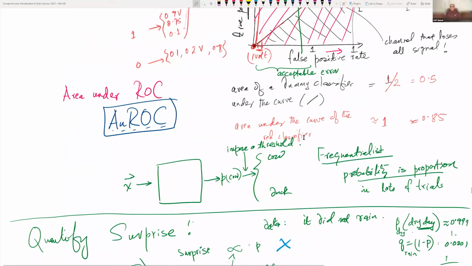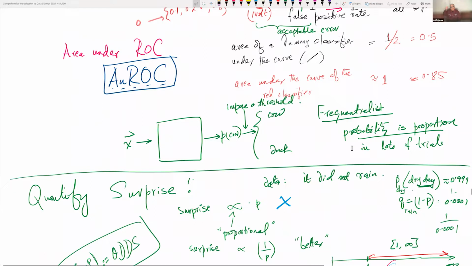Now, I talked about two interpretations of probability. The frequentist interpretation, which is based on number of trials. Probability in their definition is proportion. And then there is another definition, which is probability is the degree of belief.